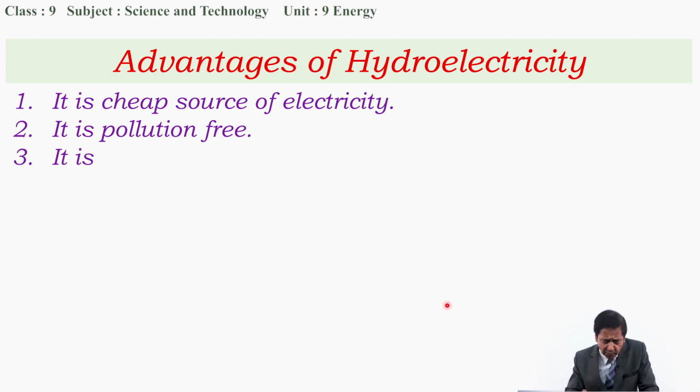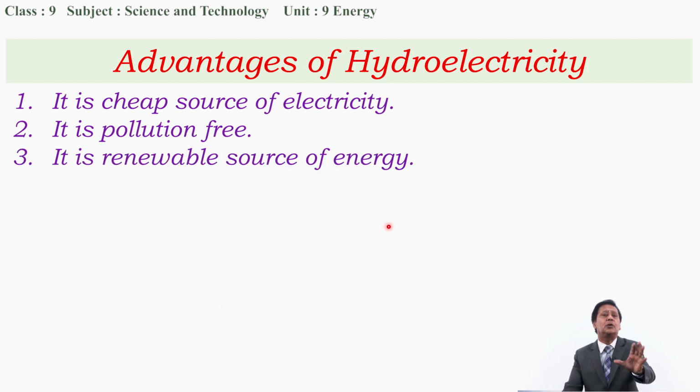Another advantage I want to add. It is a renewable source of energy. Why is it a renewable source of energy? Just before this, I told you that the raw material for hydroelectricity is water. And water is available in this hydroelectric power plant by the water cycle. And the water cycle is conducted by the sun. That's why this is one of the consequences of solar energy, and solar energy is a renewable source of energy. That's why we can say that hydroelectricity is a renewable source of energy.